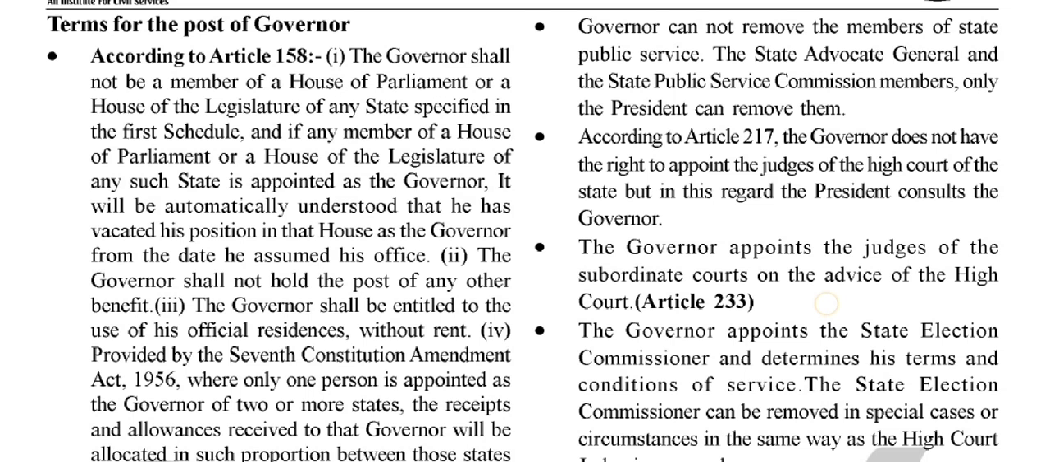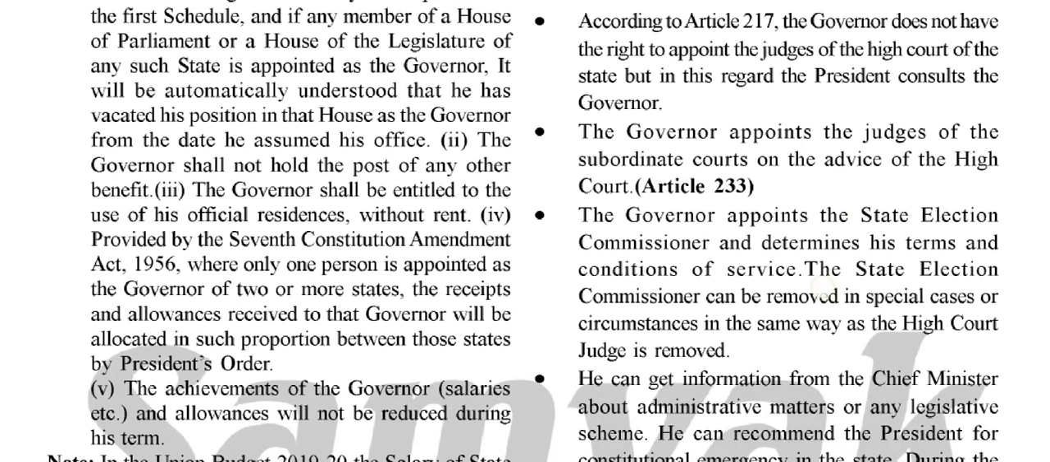Governor cannot remove the members of the state public service, the state advocate general, and the state public service commission members. Only the president can remove them. According to Article 217, the governor does not have the right to appoint the judges of the high court of the state. But in this regard, the president consults the governor. The governor appoints the judges of the subordinate courts on the advice of the high court.